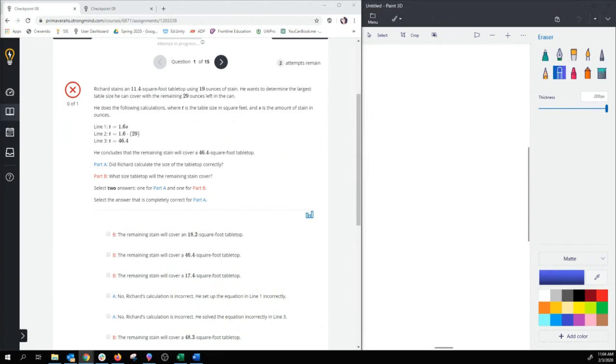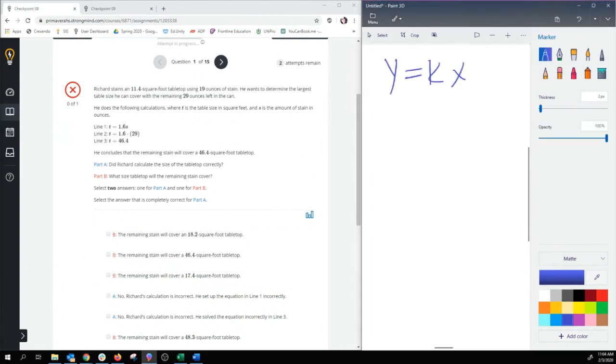All right. Okay, so let's try and figure out where Richard got this 1.6 from. Remember, when we're writing our equations, when we have y equals k times x, k is going to be our unit rate, which means let's figure out the unit rate for this problem and see if it is 1.6. So it says that he can stain 11.4 square feet of his table using 19 ounces of stain.